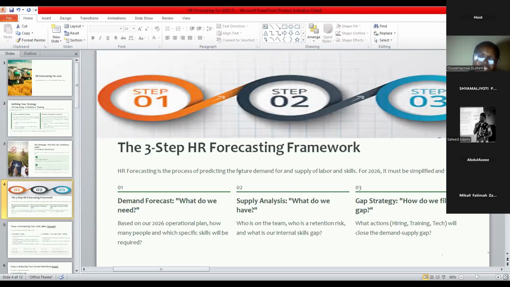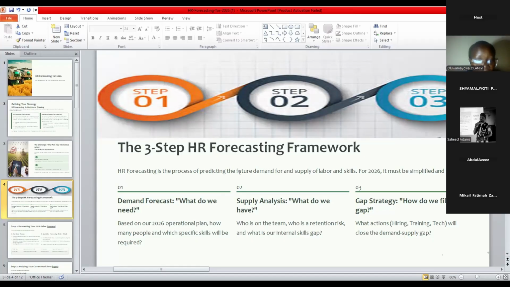So the first one is what I call the demand forecast. What do we need? Without knowing what we need, we can't just launch out and say we want to cover up. So what exactly do we need? Based on our 2026 operational plan, how many people and which specific skills will be required? Or let me ask, we don't have a plan yet? You don't know what part of agribusiness we want to have? I'm very sure that by now, this is the last Thursday in November, so everybody already has a plan. You already planned, I want to add tomato farming to my family, I want to add this and that. So our demand forecast is going to tell us what we need based on our 2026 operational plans.